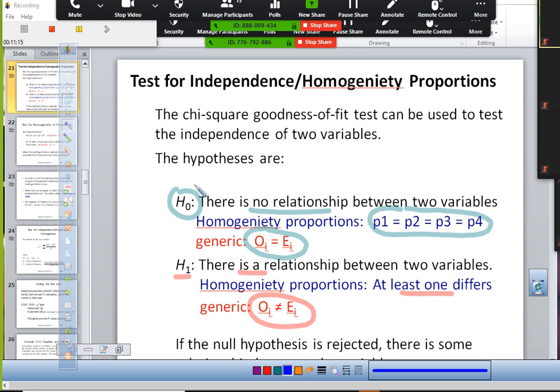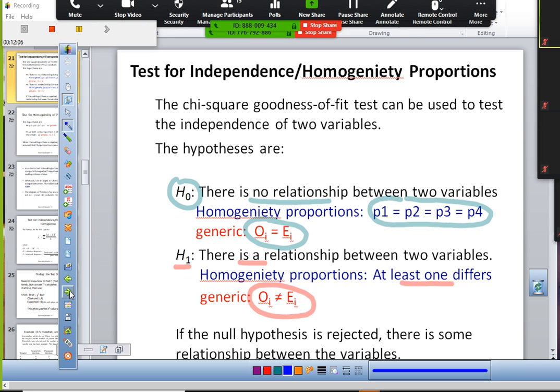But again, you should remember that H naught is always no something, or equals. And H1 would be the opposite. So if H naught is no relationship, then H1 is a relationship. If H naught is proportions are equal, then H1 would be at least one differs. If H naught is O sub I equals E sub I, then H1 would be O sub I is not equal to E sub I. Okay.